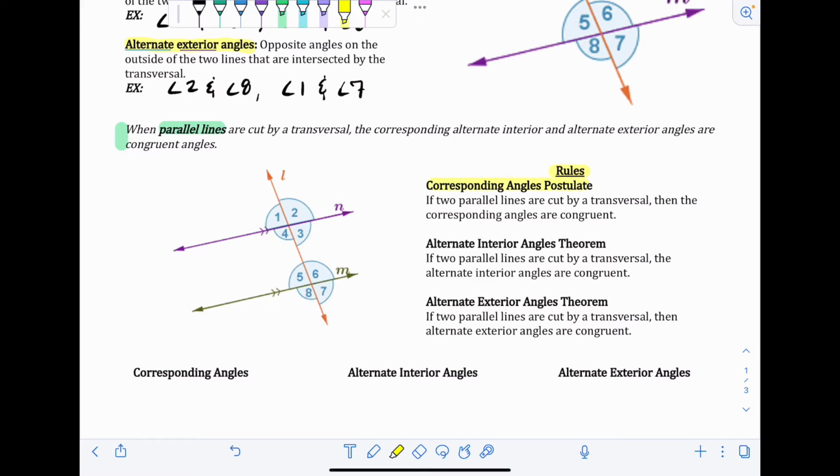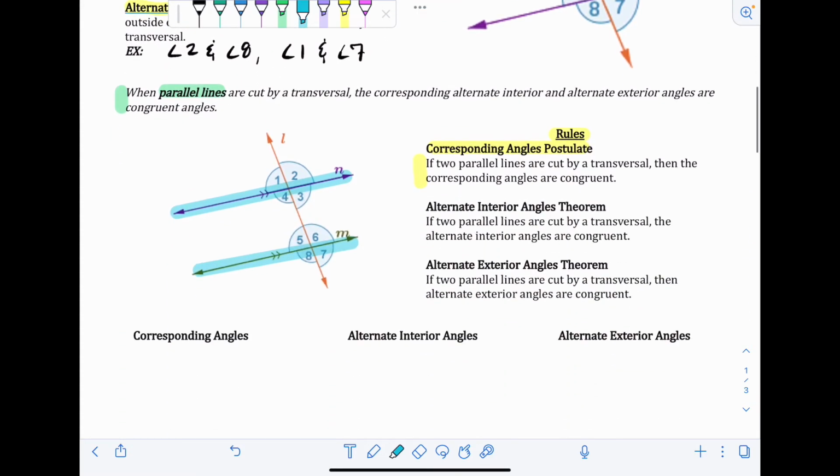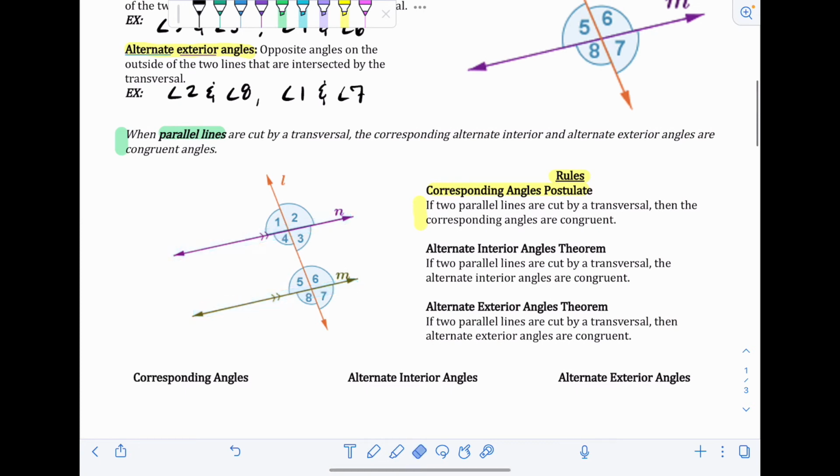It reads, if two parallel lines are cut by a transversal, then the corresponding angles are congruent. So all the corresponding angles will be congruent. For example, 1 is congruent to 5. Let's see, 4 is congruent to 8. All the corresponding angles would be congruent as long as the two lines are parallel though. So lines N and M must be parallel for these to be true. If they're not parallel, it's not going to be true. That's kind of like the example we had up here.